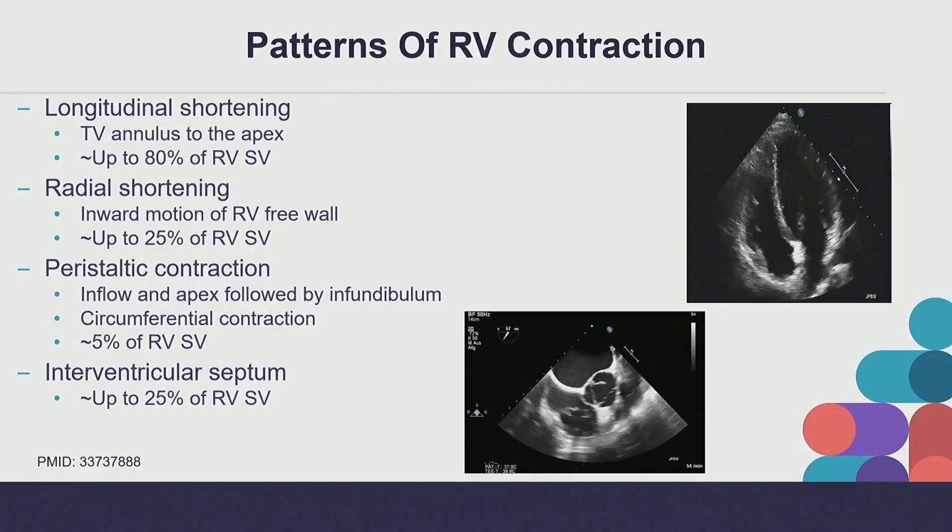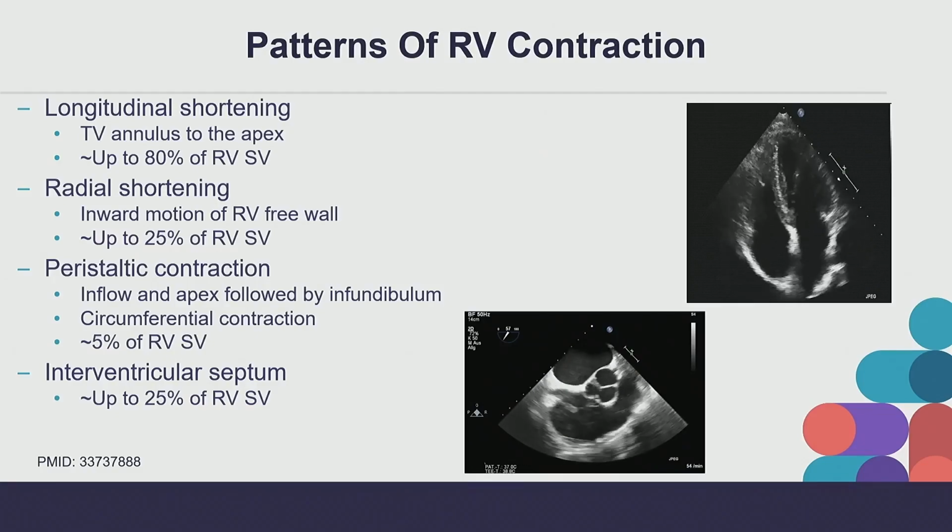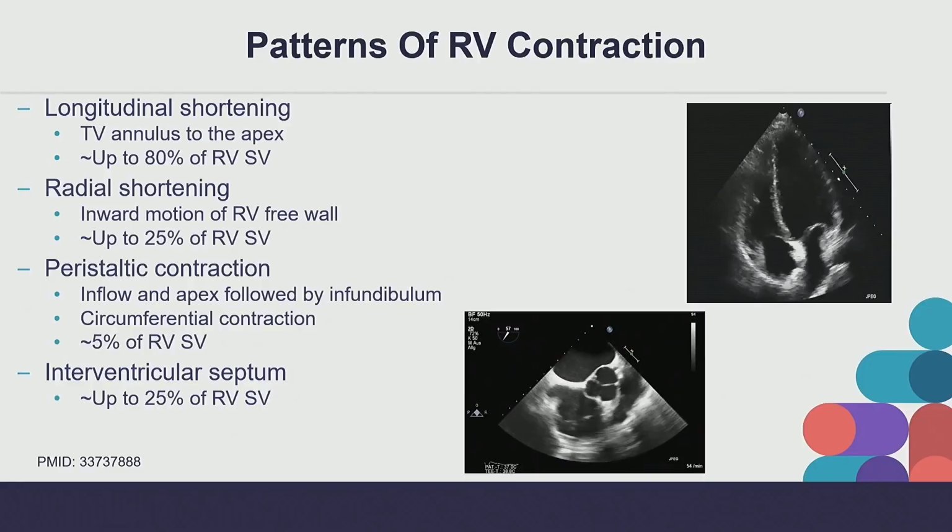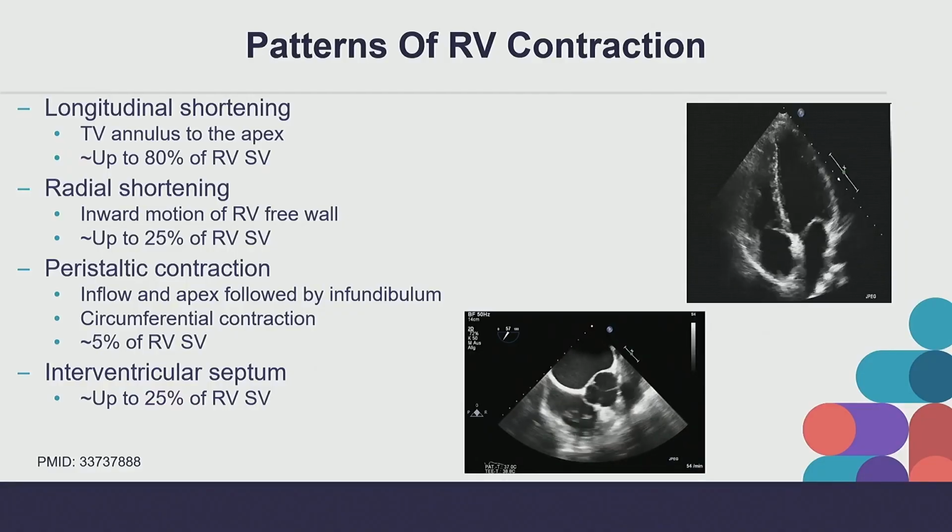Patterns of RV contraction are also important to understand. The most important one is believed to be longitudinal shortening from the tricuspid annulus towards the apex. Some other important patterns of contraction include radial shortening and peristaltic contraction. Of note, it is important to remember that the left ventricle also contributes to RV ejection via the interventricular septum.